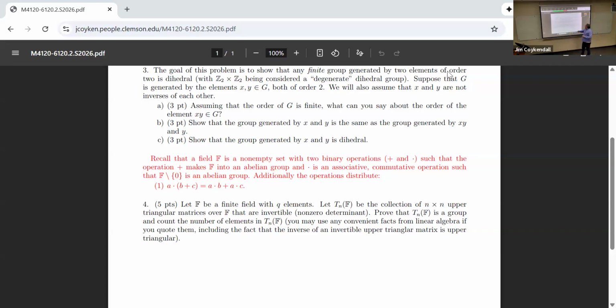Let T_n(F) be the collection of N by N upper triangular matrices over F that are invertible. And by invertible here we mean non-zero determinant. Prove that T_n(F) is a group and count the number of elements in T_n(F). You may use any convenient fact from linear algebra, just quote them, including the fact that the inverse of an upper triangular matrix is an upper triangular matrix. Did you all see that in linear algebra, that if you have an invertible upper triangular matrix, its inverse is also upper triangular?